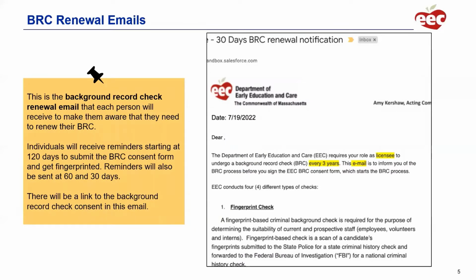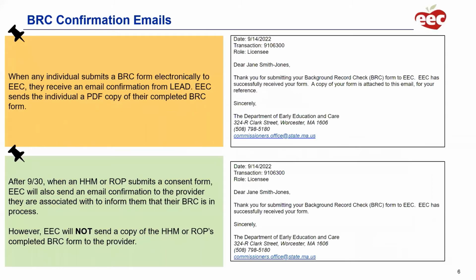Here we have a preview of the BRC renewal email each person will receive to make them aware that they need to renew their BRC. Individuals will receive these reminders to submit the BRC consent form and get fingerprinted starting at 120 days before their renewal date, with reminders at 60 and 30 days out. There will be a link to the BRC consent form in this email.